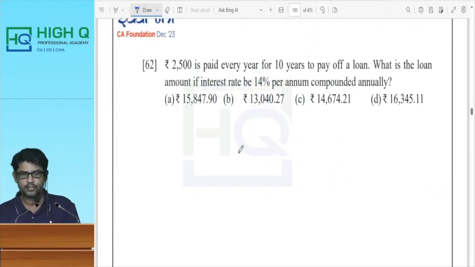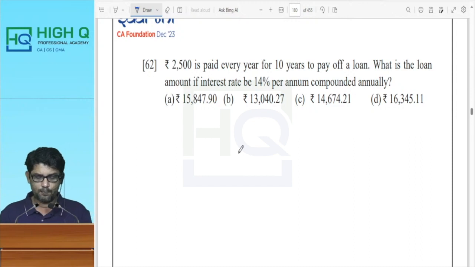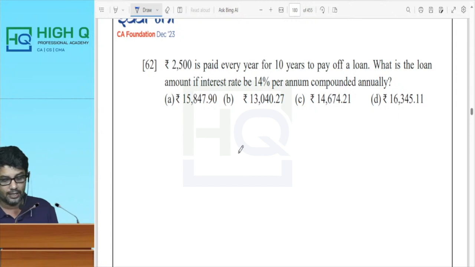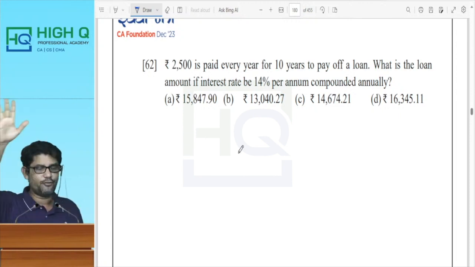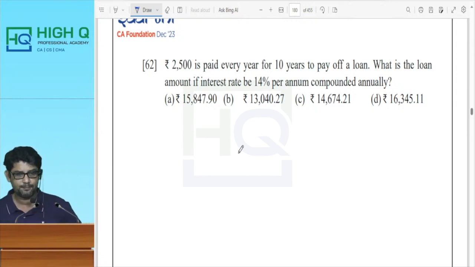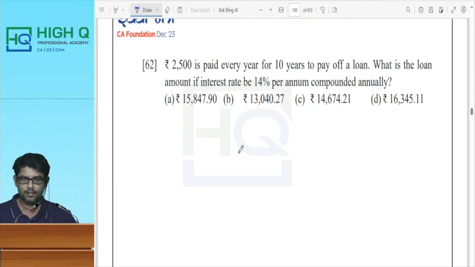I want you to do this. ₹2,500 is paid every year for 10 years to pay off a loan. What is the loan amount if the interest rate is 14% per annum compounded annually? That means the formula we are going to use is the present value formula. Please get the answer, my dear. Please get the answer fast.